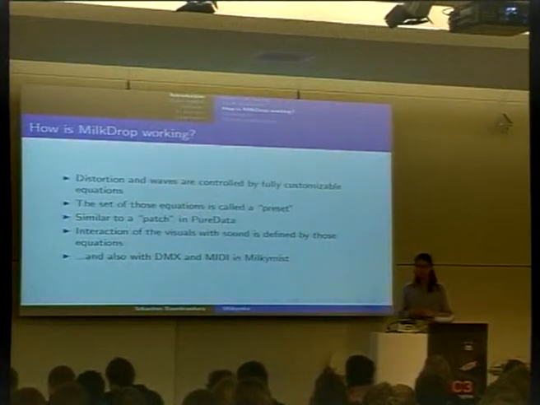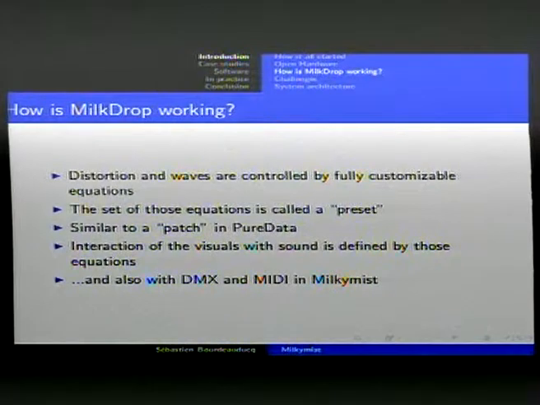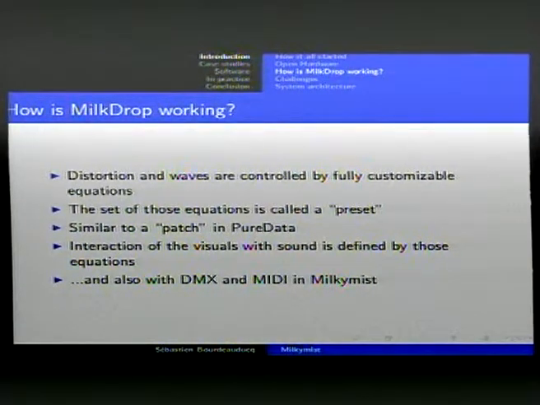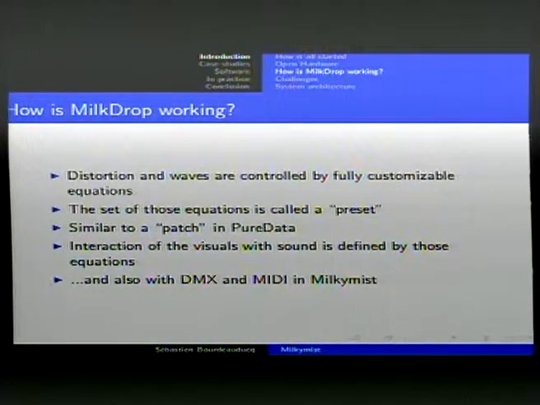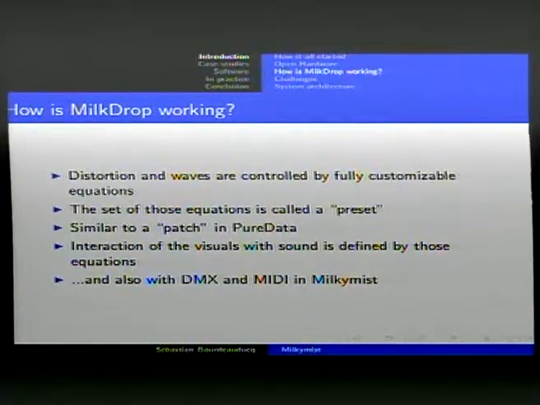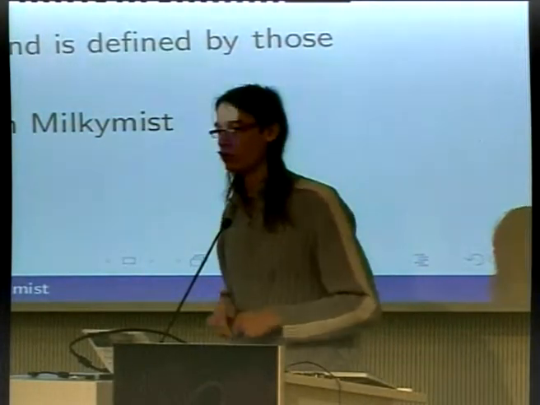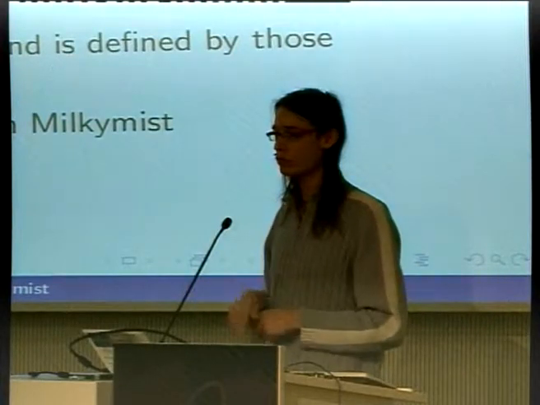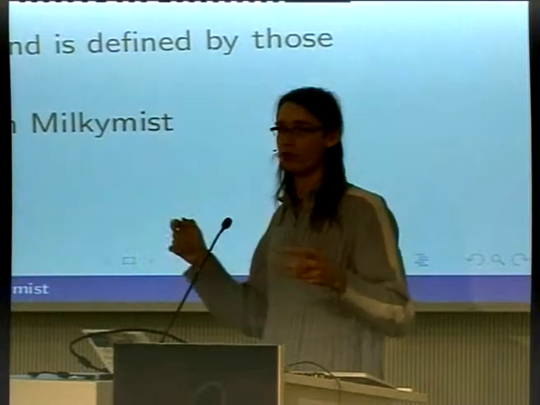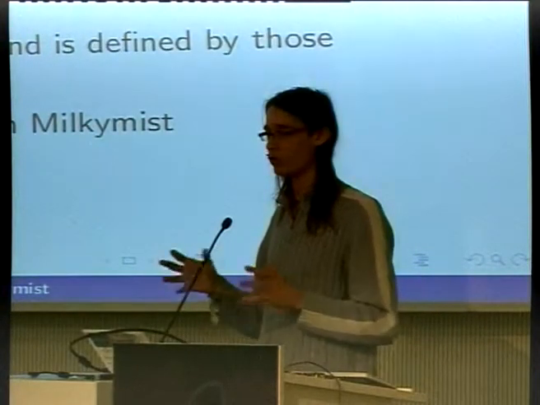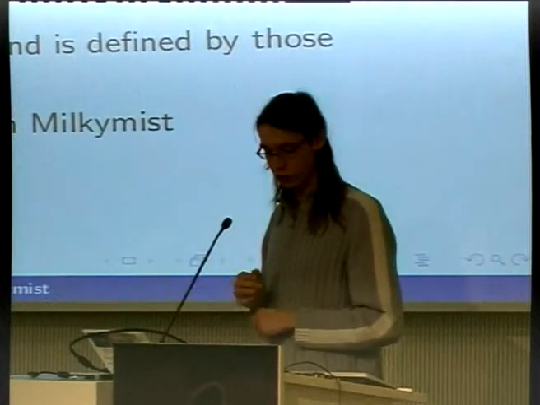As I said, the distortion and the wave drawing are controlled by fully customizable equations, and MilkDrop calls this a preset. It's a bit similar to a patch in Pure Data. By changing these equations, you have some parameters, for example, extracted from the sound, such as the bass level, or the treble level, or the beat. You have these parameters in the equation, and you can combine them with a large panel of mathematical functions. So you write some equations, and you put them into MilkDrop, and it gets some nice visuals.